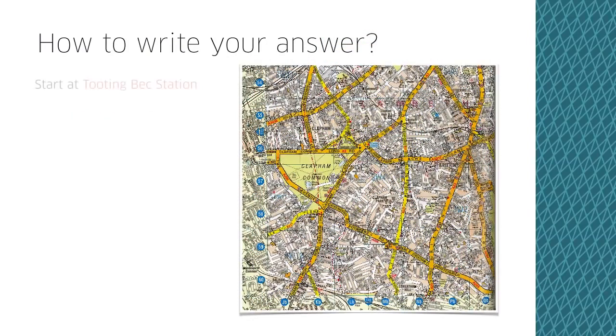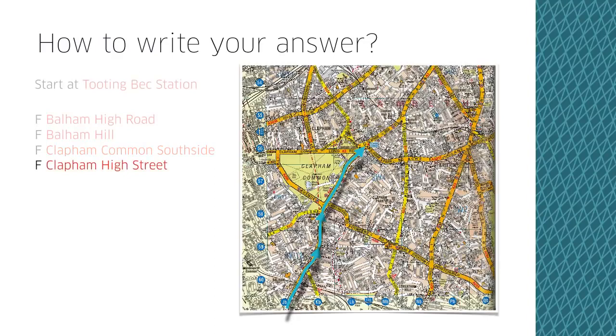Next, we turn to page 112 and we would then write forward Balham Hill, forward Clapham Common, south side, forward Clapham High Street, and finish at Clapham North Underground.